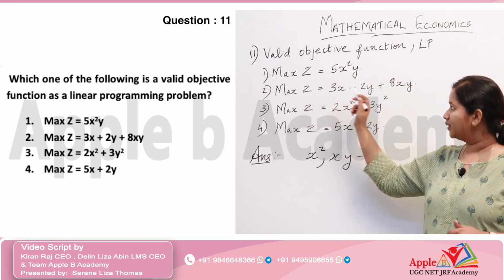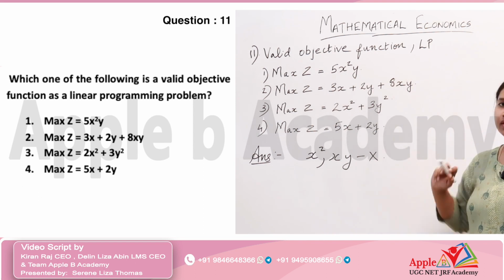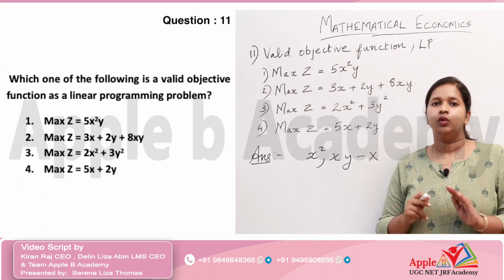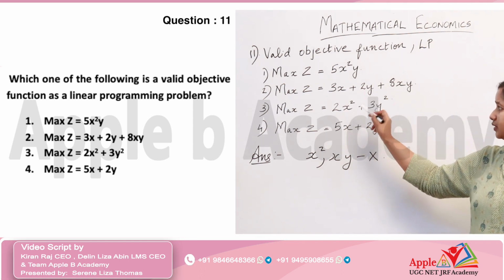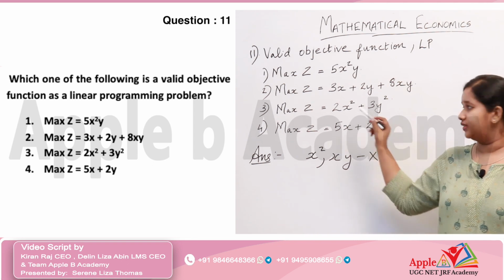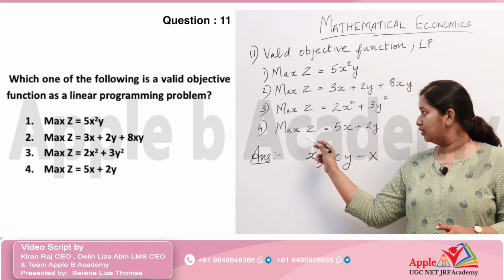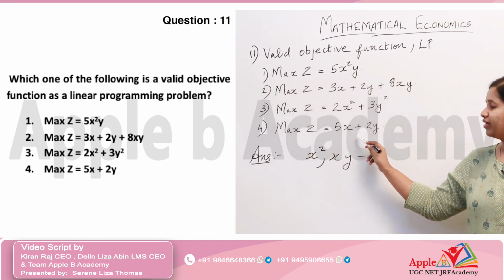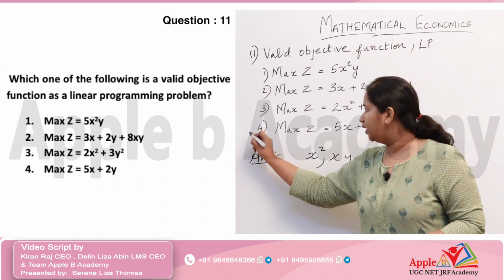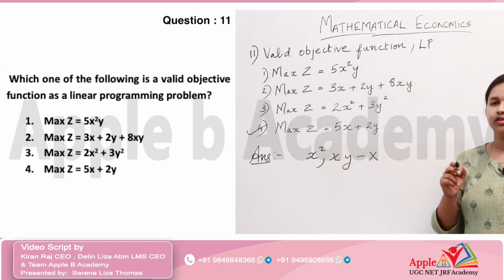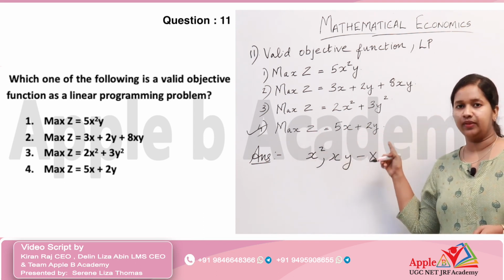Second one, maximize Z equals 3x plus 2y plus 8xy. Again, see this xy term; we do not use this expression in a linear programming problem. Third one, maximize Z equals 2x² plus 3y². See, the power of the variables is 2, so we do not use it. And the fourth one, maximize Z equals 5x plus 2y. Yes, this is the right equation, the way we represent linear programming. So the answer for this question is the fourth one, maximize Z equals 5x plus 2y.